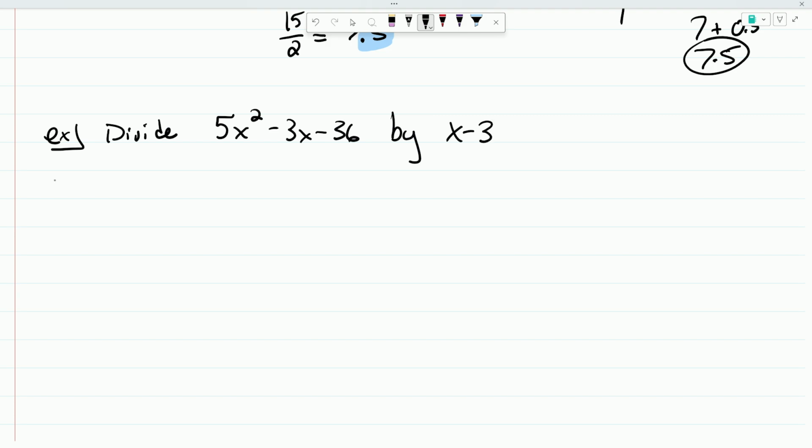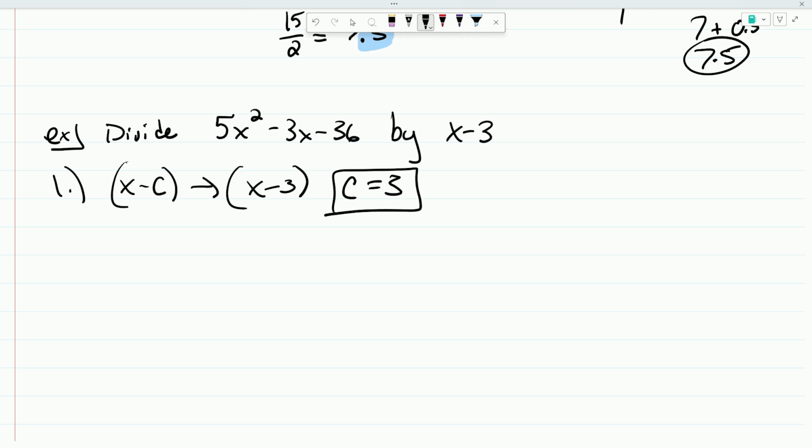Okay? So once again, step 1, we have the form x minus c. So in this case, c equals 3. You don't take the sign in front. It's strictly the number. All right? Do not confuse this with the previous example. If you need to go back and look at the previous example to see the difference, just rewind the video. Step 2, our dividend, 5x to the second minus 3x minus 36, is in descending degree. No missing terms. Check. That's great.